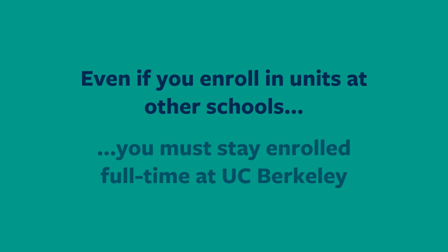It's possible to take classes at other schools at the same time you are enrolled full-time at UC Berkeley. This is called concurrent enrollment. But you can't take units from other schools to count towards your full-time enrollment for visa purposes at UC Berkeley. Those units might count academically towards your transcript or degree, but they will not be considered as part of your visa-required full-time units.